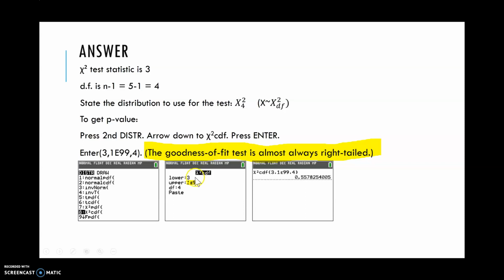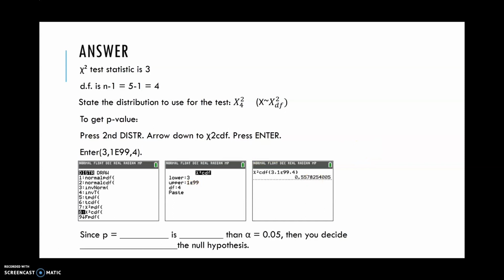So our lower value is going to be our chi-squared test statistic, and our upper value is going to be 1e to the 99. And then our degrees of freedom, as we said, is just the number of categories minus 1. All right, so when we paste that in, the answer that it gives me is my p-value. So for this one, my p-value is going to be 0.5578.